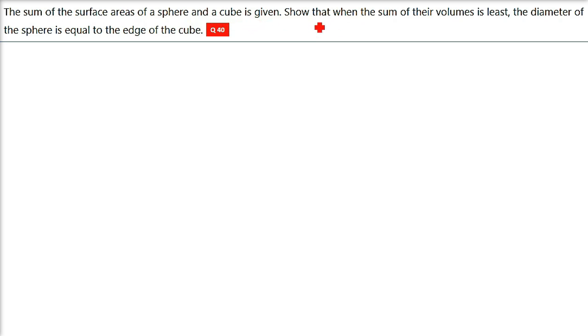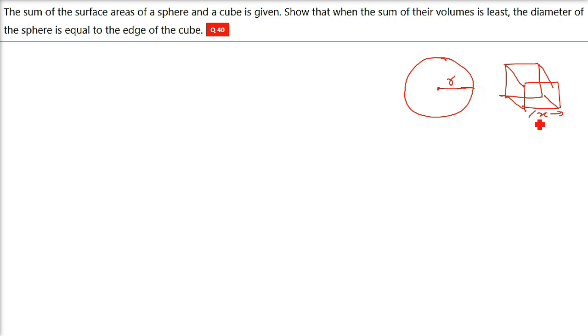Show that when the sum of their volumes is least, the diameter of the sphere is equal to the edge of the cube. So we have a sphere and then we have a cube. So you will see the best cube you have ever seen. I am making it. And there are certain assumptions we are going to make. Please remember what is given, what is not given. No variable is given. So we have to assume it by ourselves.